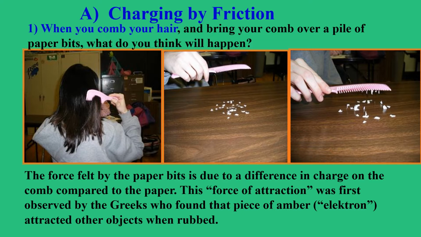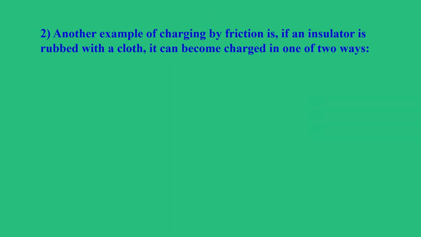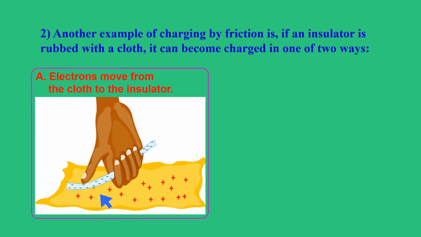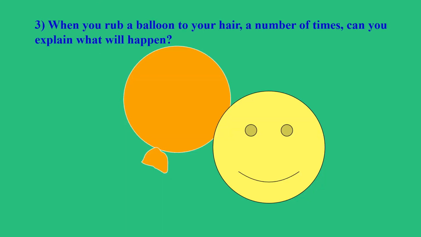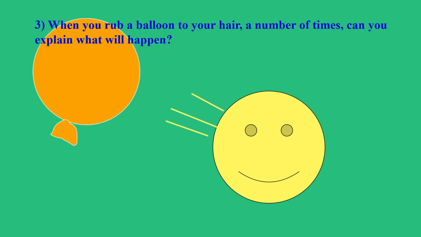Another example of charging by friction is if an insulator is rubbed with a cloth, it can become charged in one of two ways. A. Electrons move from the cloth to the insulator, or B. Electrons move from the insulator to the cloth. The third example is when you rub a balloon to your hair a number of times. Can you explain what will happen?